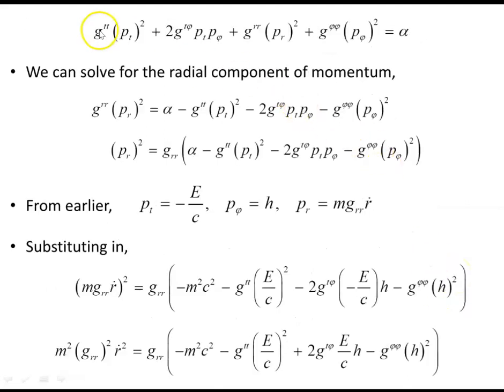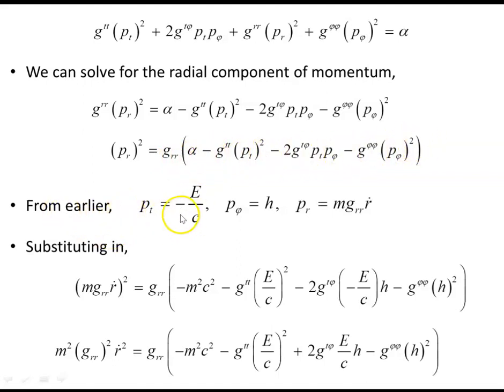Now, repeating that equation again, I'm going to work with this one. We can solve for the radial component of momentum. We take everything over to the other side, so it'll be alpha minus everything above. Then we can multiply through by grr lower, and these two multiplied together just cancel out. So we're left with pr squared is grr times all of this in parentheses.